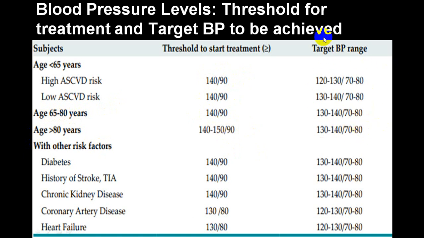So basically, you may follow whatever criteria you follow. But if a person is diabetic, it has to be less than 130 by 80. If a person has got severe stroke, it has to be 130 by 80. CKD also 130 by 80. In coronary artery disease, called ischemic heart disease, 120 by 80. And in heart failure again, 120 by 80. So basically your target should be 130/80, and in case of ischemic heart disease and heart failure, it should be less than 120/80. So these are the target goals.